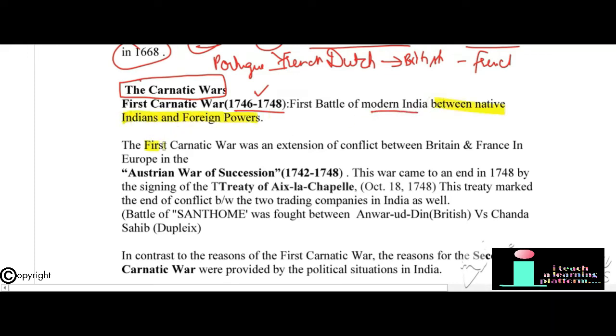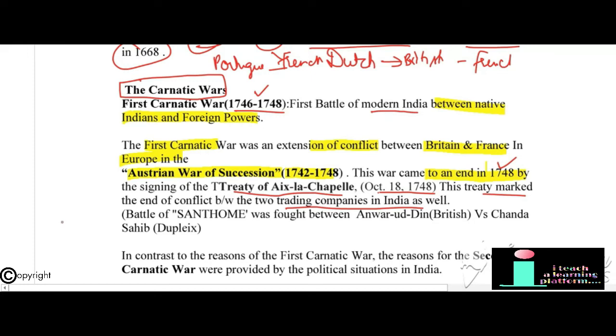The first Carnatic War was an extension of the conflict between Britain and France in Europe in the Austrian War of Succession, which went on between 1742 and 1748. This war came to an end in 1748 by the signing of the Treaty of Aix-la-Chapelle, signed on October 18, 1748. This treaty marked the end of conflict between the two trading companies in India as well.